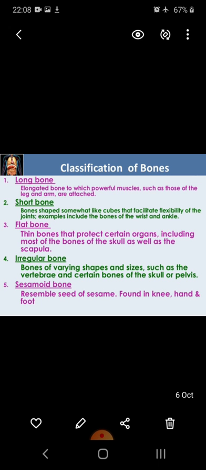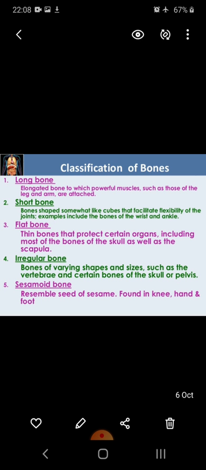Now we will discuss irregular bones. These bones are a peculiar shape, so they cannot be grouped under any preceding heads. A vertebra is a good example of these bones. Some bones of the face are also included under this head.